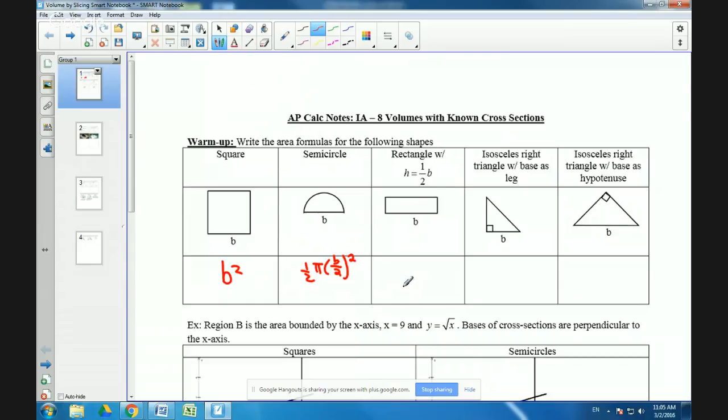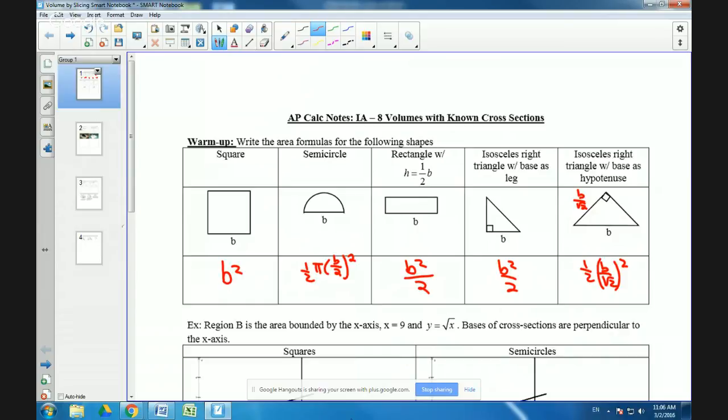Okay, rectangle. What about the isosceles right triangle? 1/2. That's interesting. You think I did that on purpose. What about this one? We're not going to run into very much at all. 1/2 b over root 2 squared, correct? Yeah. Right, so it's 1/2 b over root 2 squared.